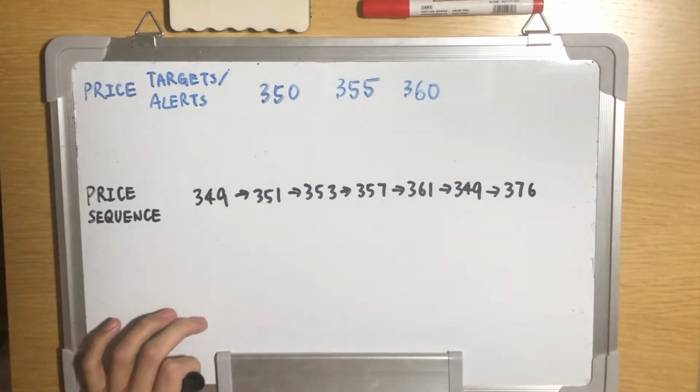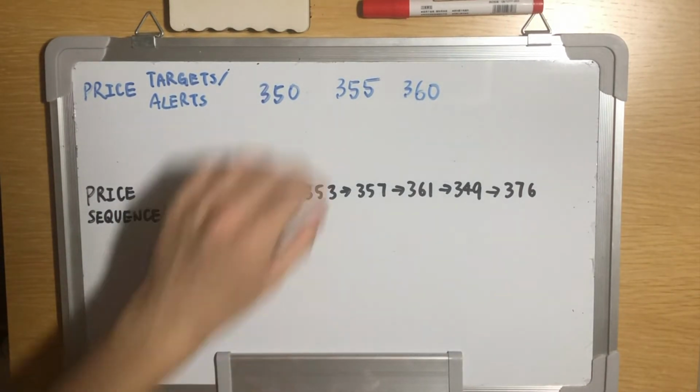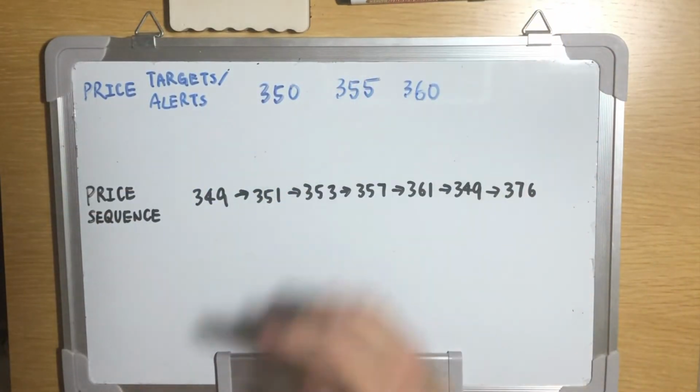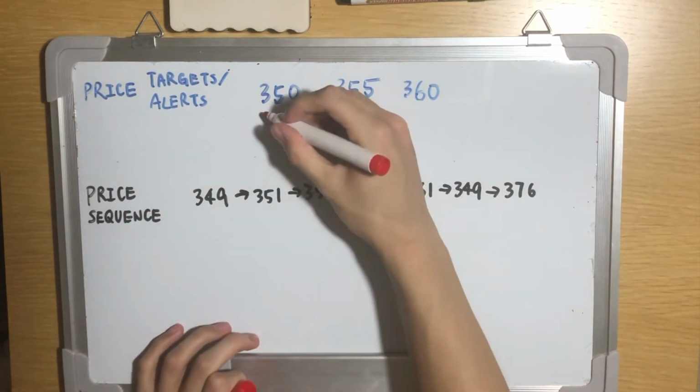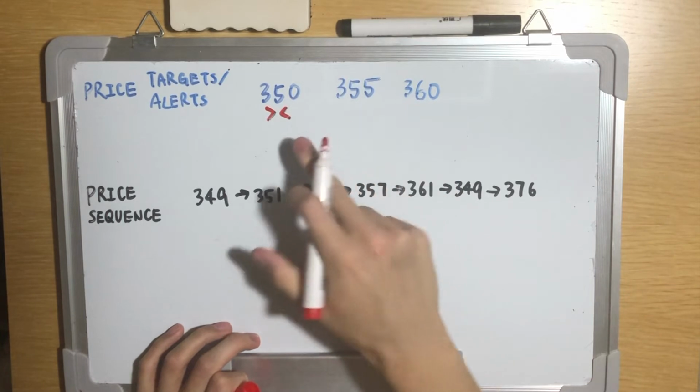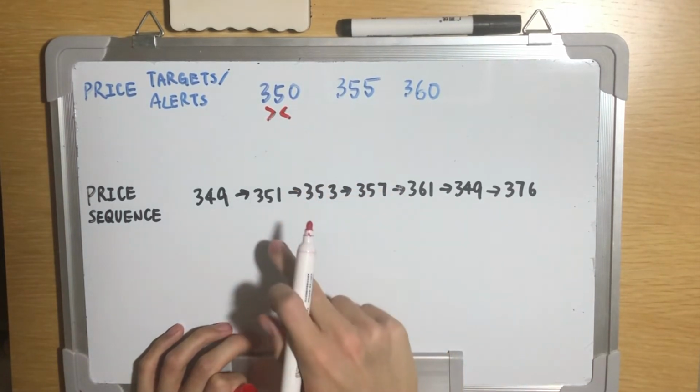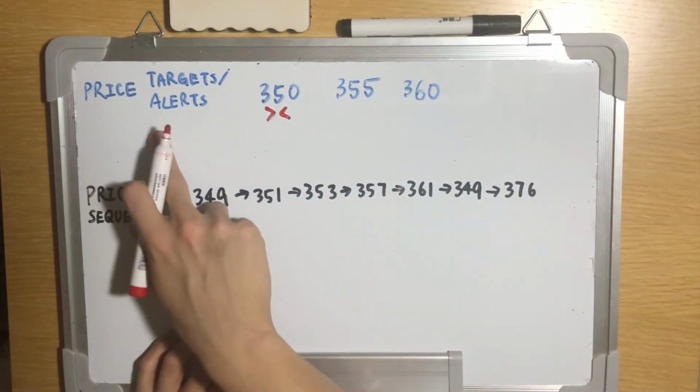Okay, so some of you guys may think that it is rather a simple problem. So if the price is larger or smaller than a price target, then send the notifications or send the price alerts.